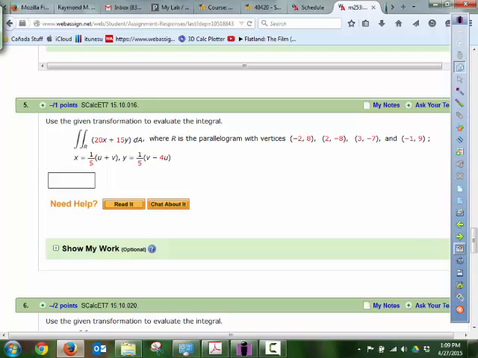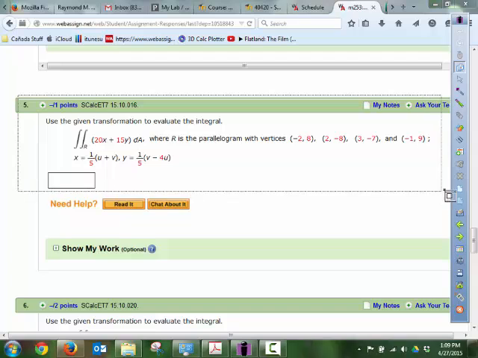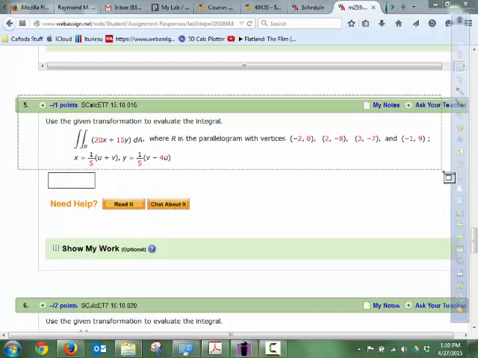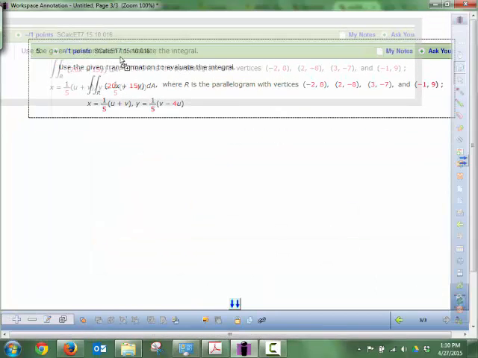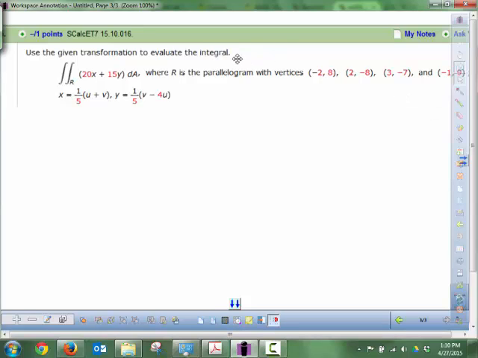Second to the last problem. Let's take a peek at this and see if we can solve this. Oh, now they call it R. Great.